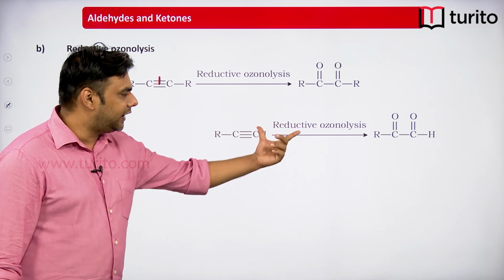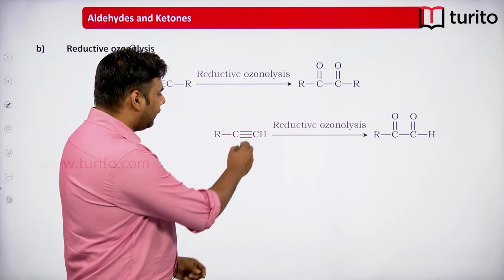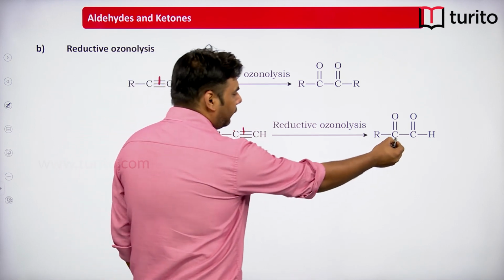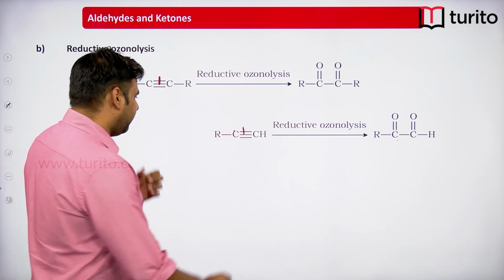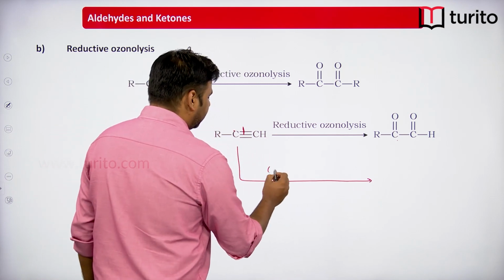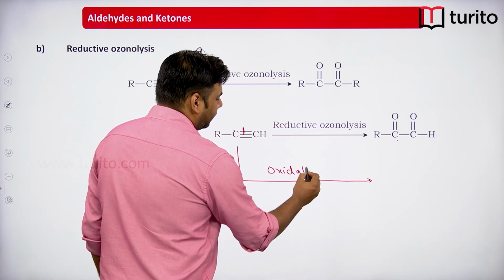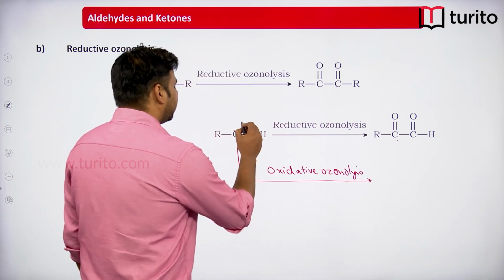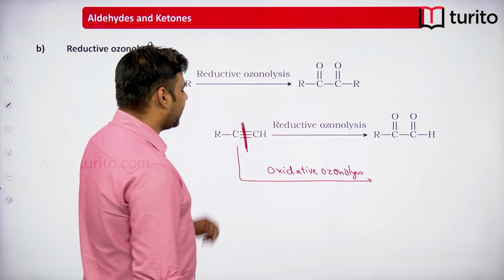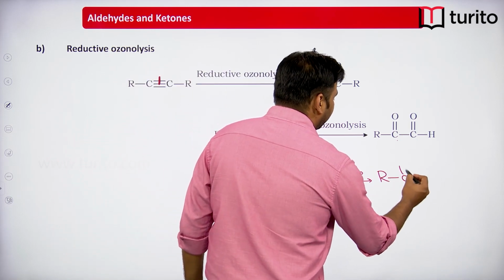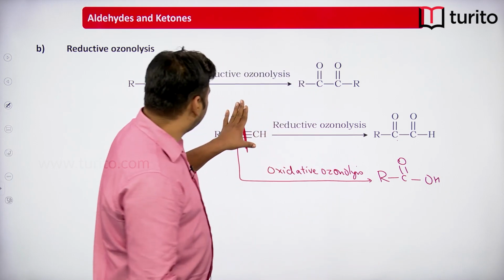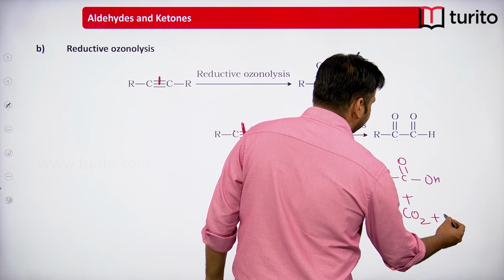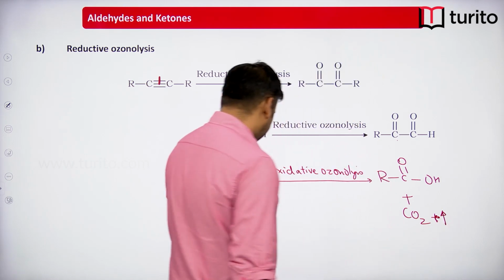If you take this molecule and carry out a reductive ozonolysis, then again you have to break the double bond, add a double bond over here, add a double bond over here, and we will get this molecule, right? But when we are carrying out an oxidative ozonolysis of this molecule, in oxidative ozonolysis, the entire triple bond will break. This carbon will oxidize into carboxylic acid and this carbon will also oxidize into a formic acid. Now formic acid will further oxidize into carbonic acid and we will get CO₂ as the product.